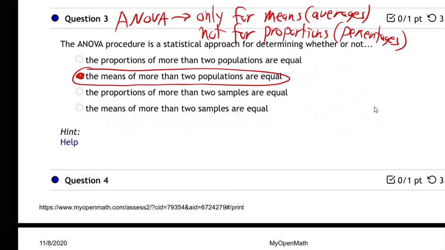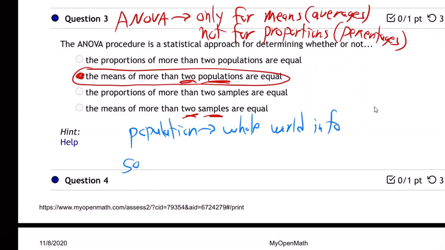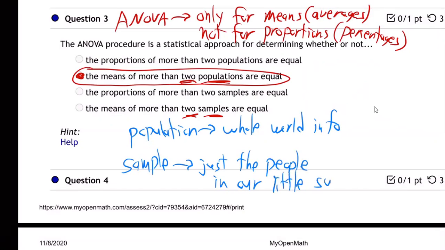Well, does anybody know why? Why is it actually two populations and not two samples? Samples are not consistent. What's the difference between these? Yeah, samples vary, that's true. What's the difference? Remember, population, what does population mean? The whole world of information. Whereas a sample is just the people in our little survey, right?